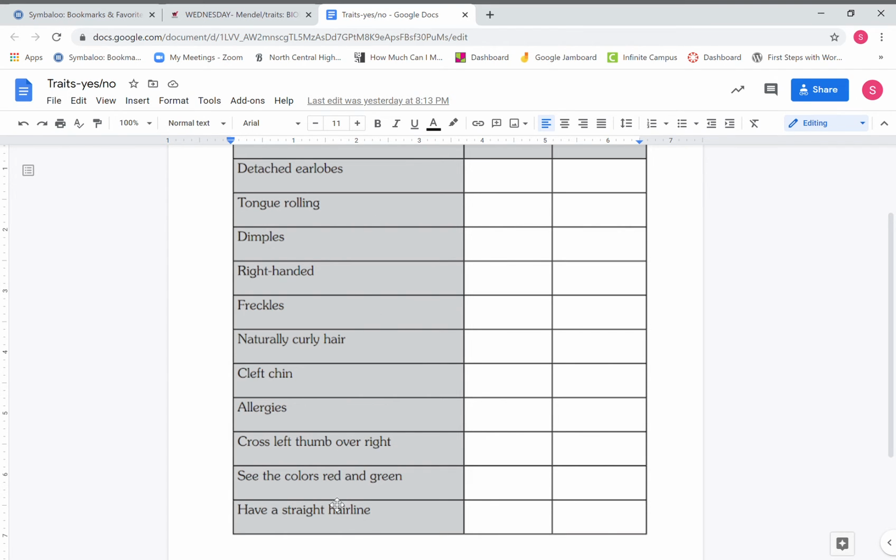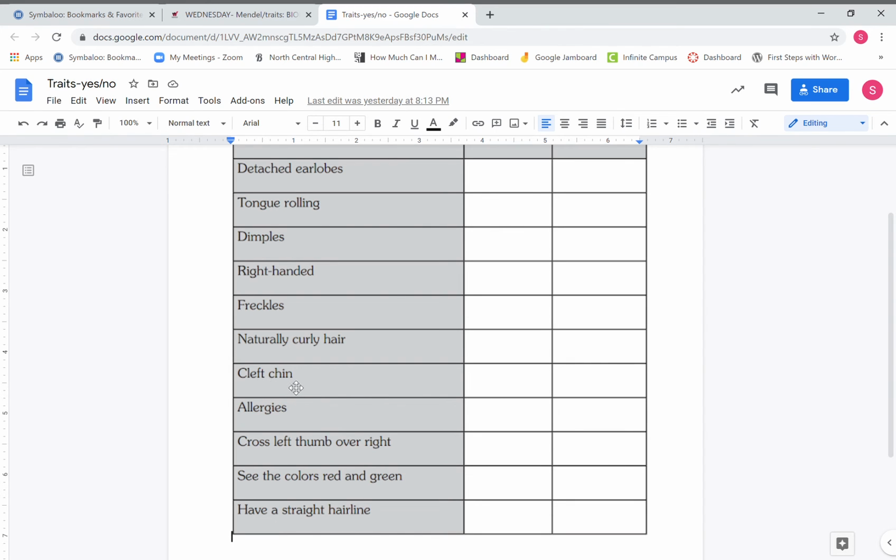All of these traits are something you inherited from your parents or generations before. So tongue rolling's one, dimples, right-handed, freckles, naturally curly hair, cleft chin, allergies, crossing left thumb over right. That's where you take your hands, put them together like they're intertwined, and see which thumb is on top. Then seeing colors red and green. This is a particular type of color blindness that is typically found in males because color blindness is on the sex-linked gene. And then straight hair.